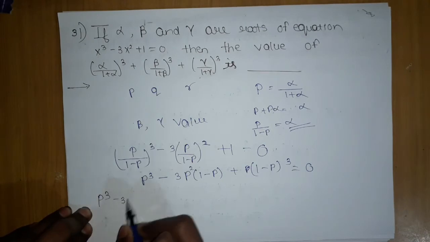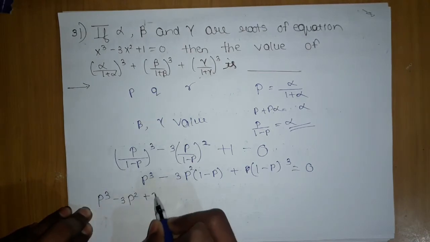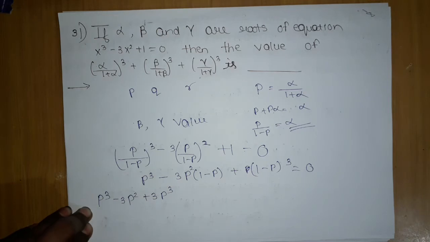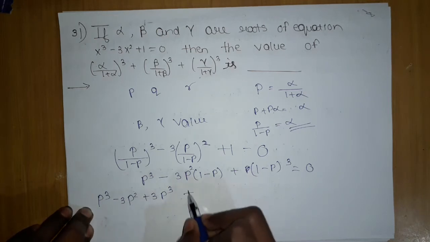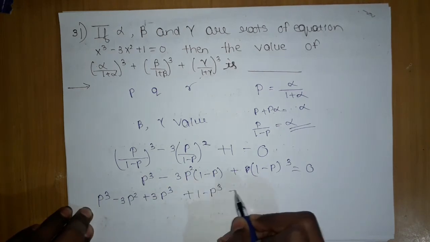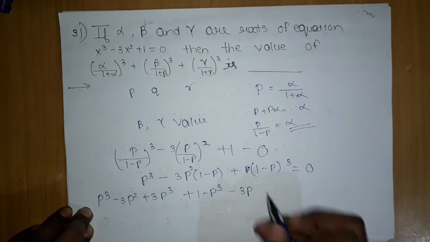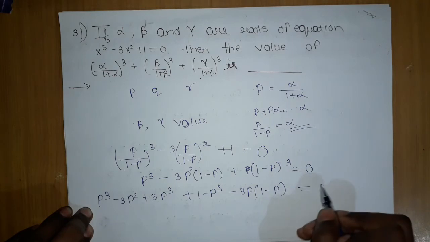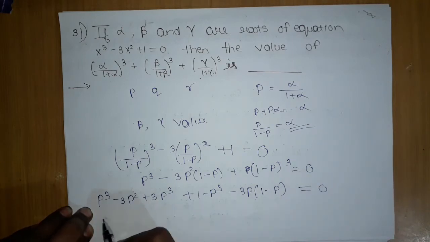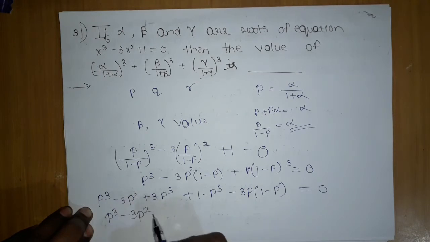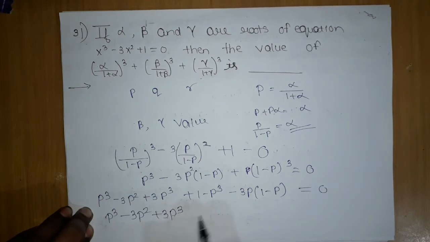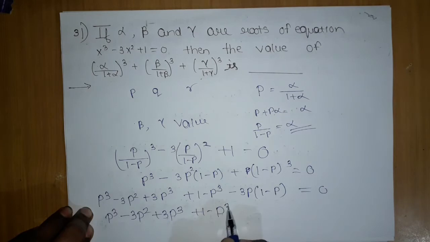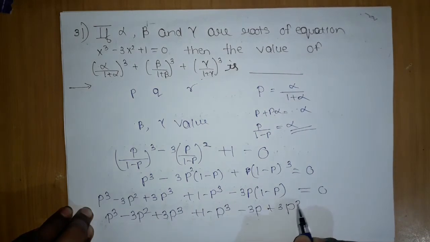p cube minus 3p square plus 3p cube. Okay, I got plus 3 cube and minus 3p square. Here 1 minus p cube, minus 3p, into 1 minus p. We are getting that this should be equal to 0. So p cube minus 3p square plus 3p cube, plus 1 minus p cube minus 3p, plus 3p square. So we got this.